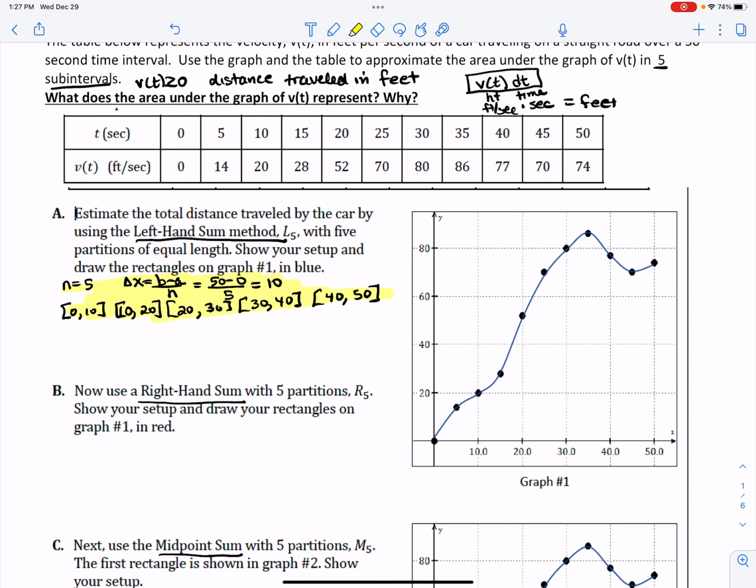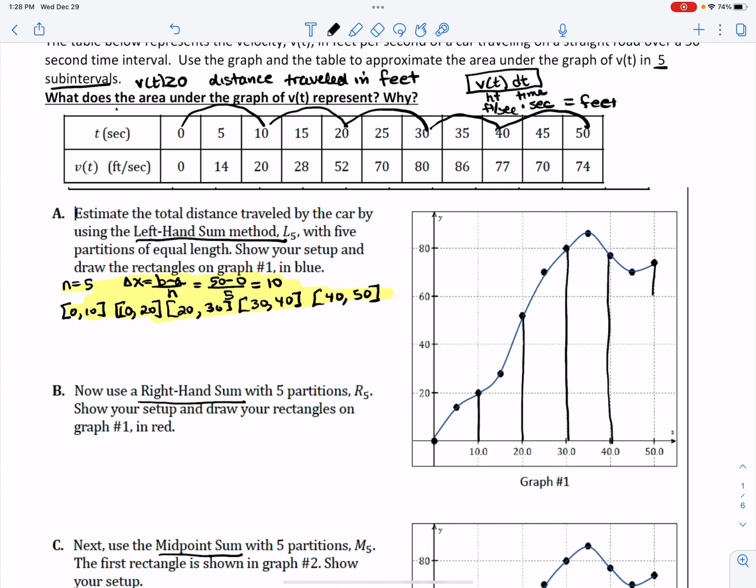The first thing we're going to do is slice up our region into these subintervals, and I'm going to branch them off in the chart this way so we can see them. Those are from the chart, and on the graph, we're going to slice them up: 0 to 10, 10 to 20, 20 to 30, 30 to 40, 40 to 50.